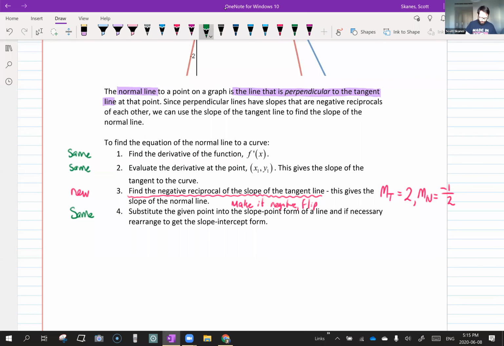My last point, the last step of this is the same. Anyway, long story short, to get the equation of the normal line, it's the exact same process, we just do the negative reciprocal at the third step. And I'll stop it there.